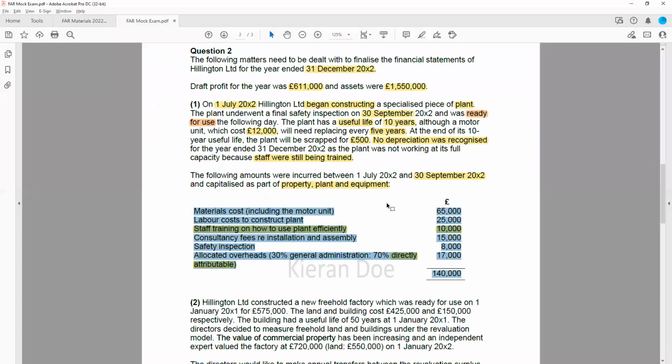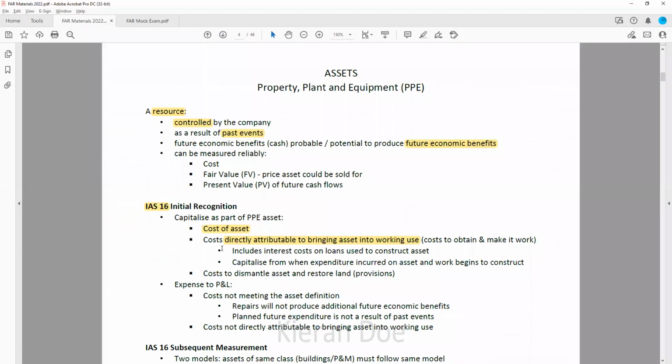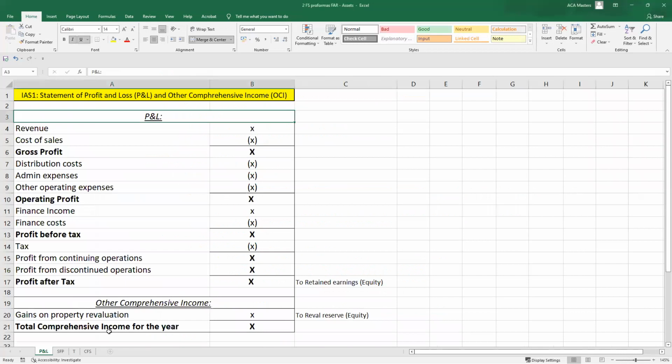Now, of course, we're told when the asset was ready for use. We've thought about, first of all, when you first incur expenditure, what's recognized as an asset and what is expensed. So that's the initial recognition. When you first incur that expenditure, what do you initially recognize as your asset? And we've been through that there. So we've got our asset on our SFP.